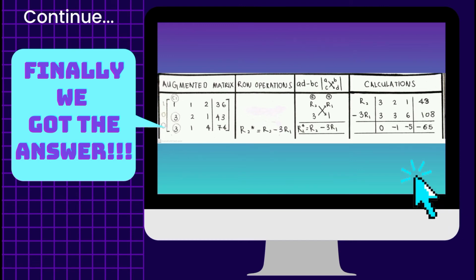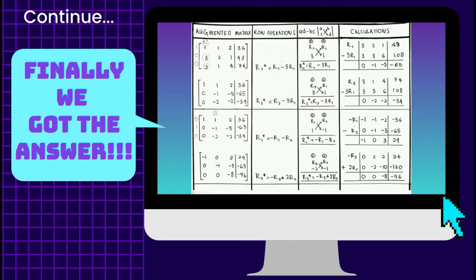So the first step is to look at column 1. We need to change the numbers in row 2 and row 3 to zeros by using calculations and row operations. To form the row operations, I'm using the AD minus BC method. We do a cross multiply between the row that we want to change, which is row 2, and the row that is unchanged, which is row 1, as shown in the table. Then, for calculations, we solve R2 minus 3R1 that we got just now to get the new elements for row 2.